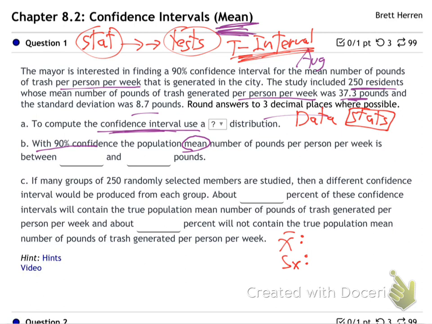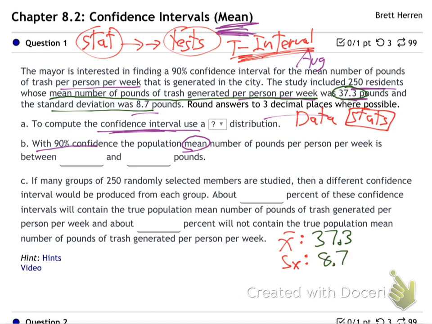Yeah, right there. The 37.3. Where is it? I don't even see the word average anywhere. Oh, there it is, way back here: mean number of pounds of trash generated per person per week. It's a lot of words. The mean is 37.3, so that's the average. And the standard deviation, that's the S sub X. That's the standard deviation. I think you probably already guessed that.